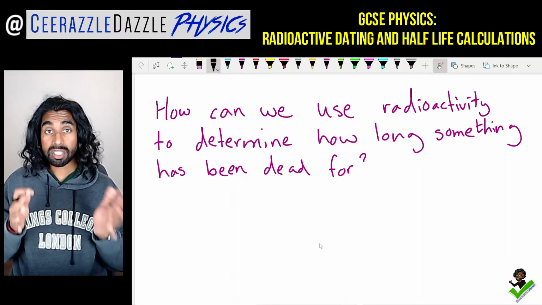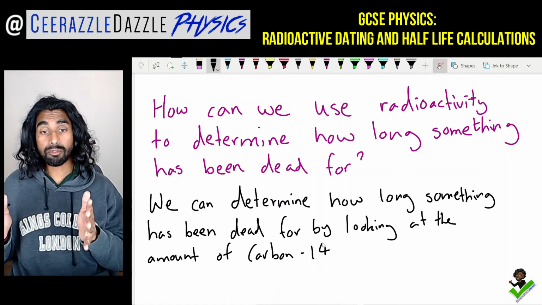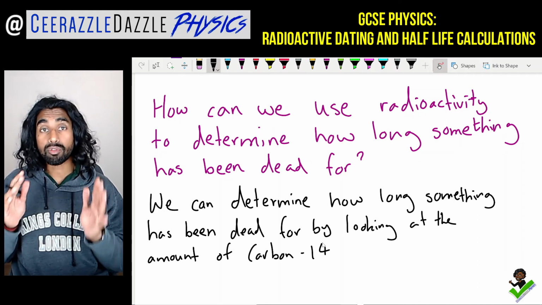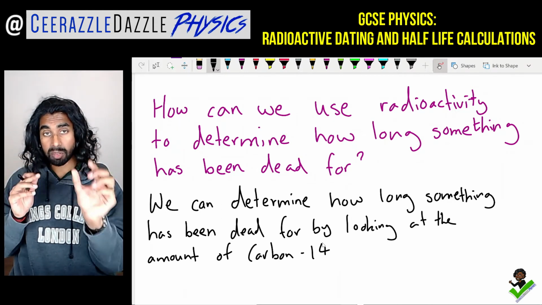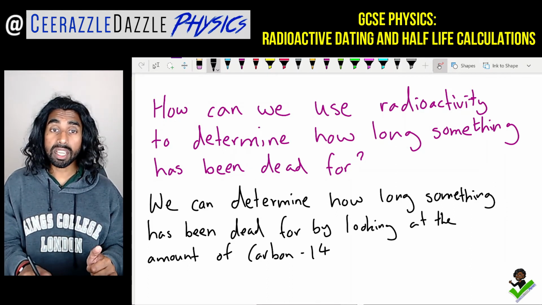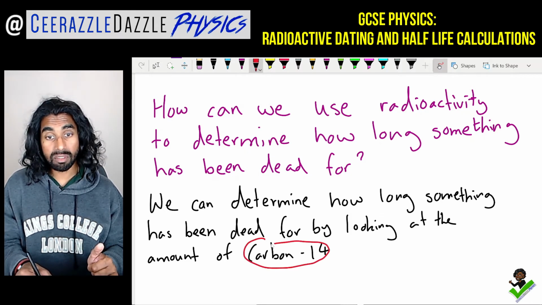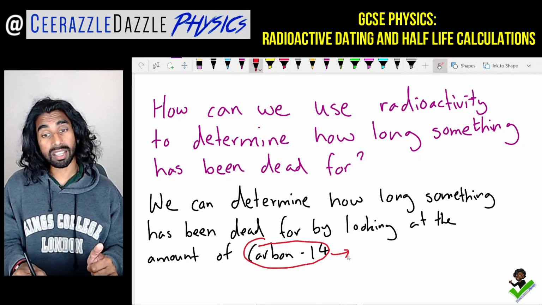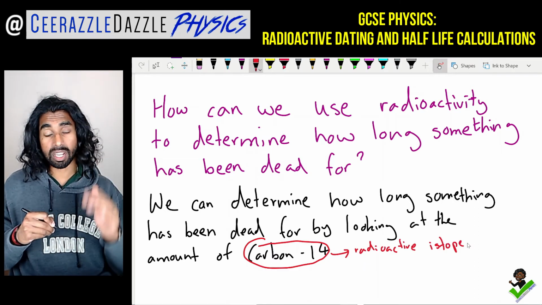So the way they do it is the following. Scientists can determine how long something has been dead for by looking at the amount of carbon-14 within it. So scientists look for something very particular. It's going to be carbon-14. What is carbon-14? Carbon-14, guys, this is a radioactive isotope. So here it is, a radioactive isotope.